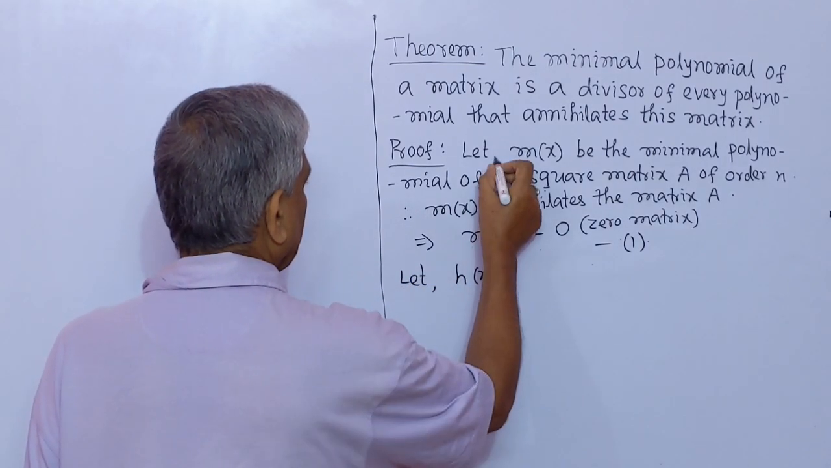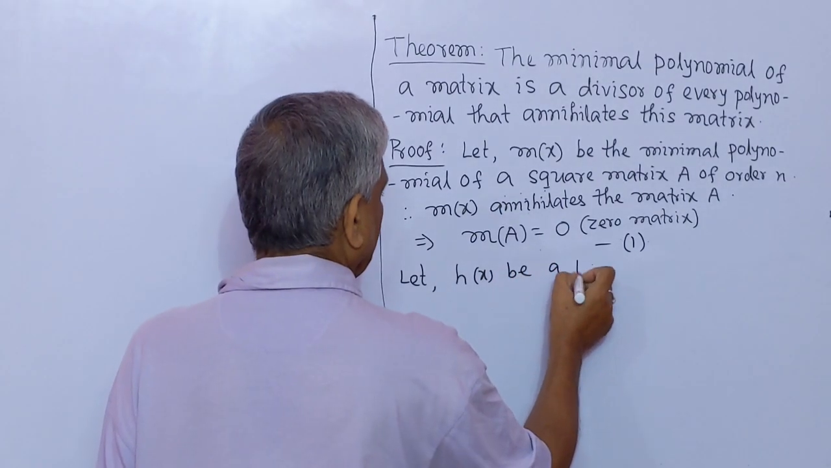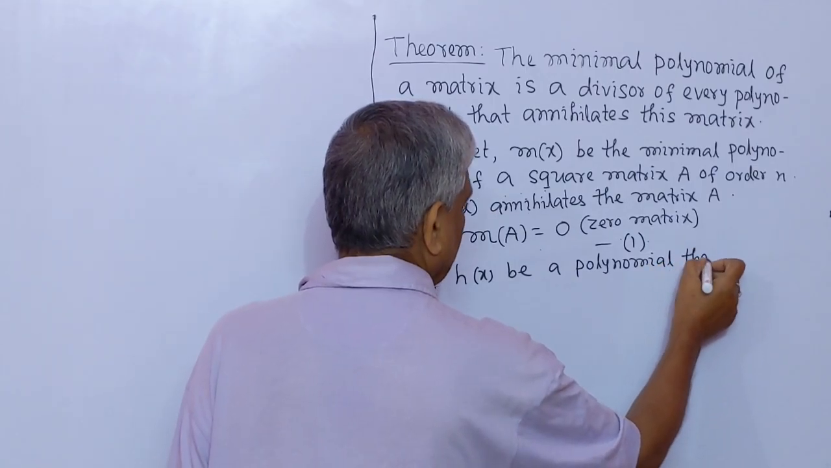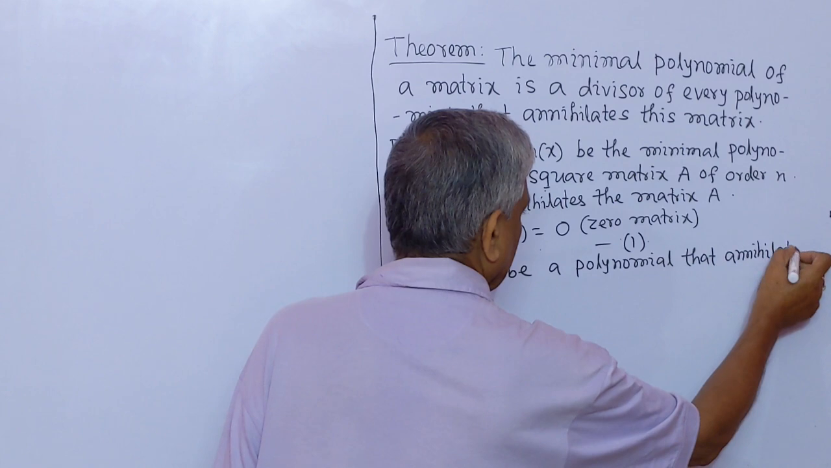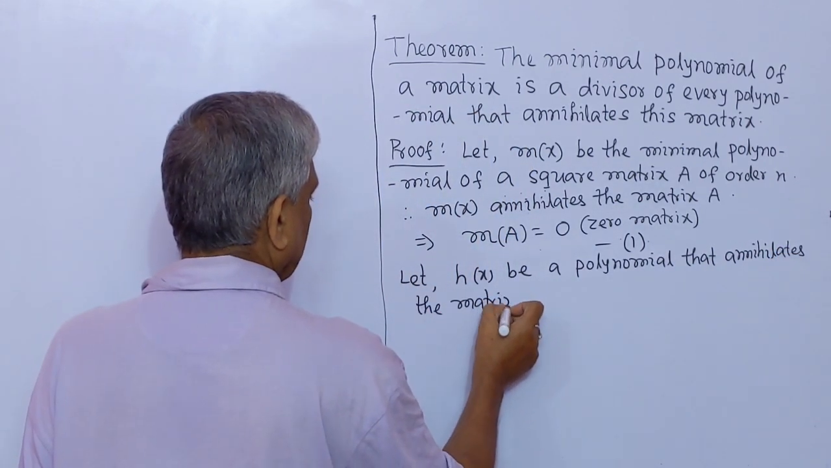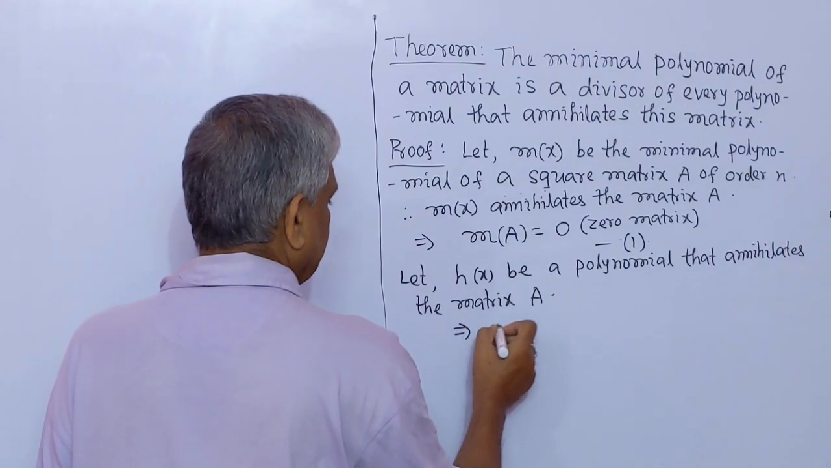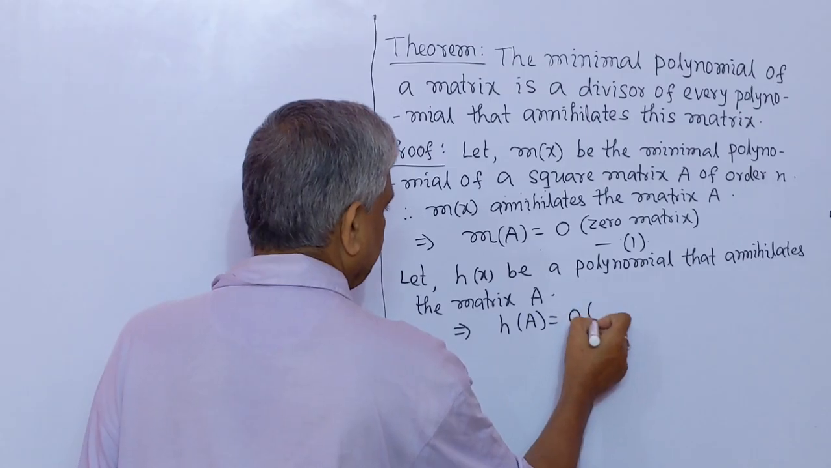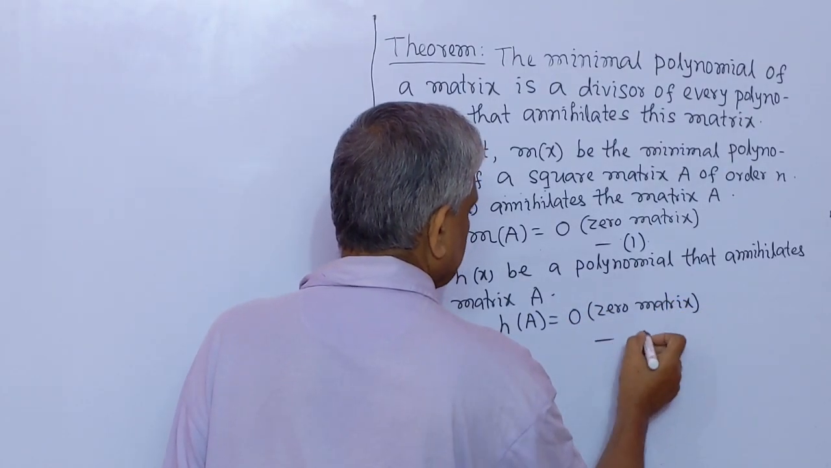Let h(x) be a polynomial that annihilates the matrix A, implies that h(A) equal to 0 matrix. This is number 2.